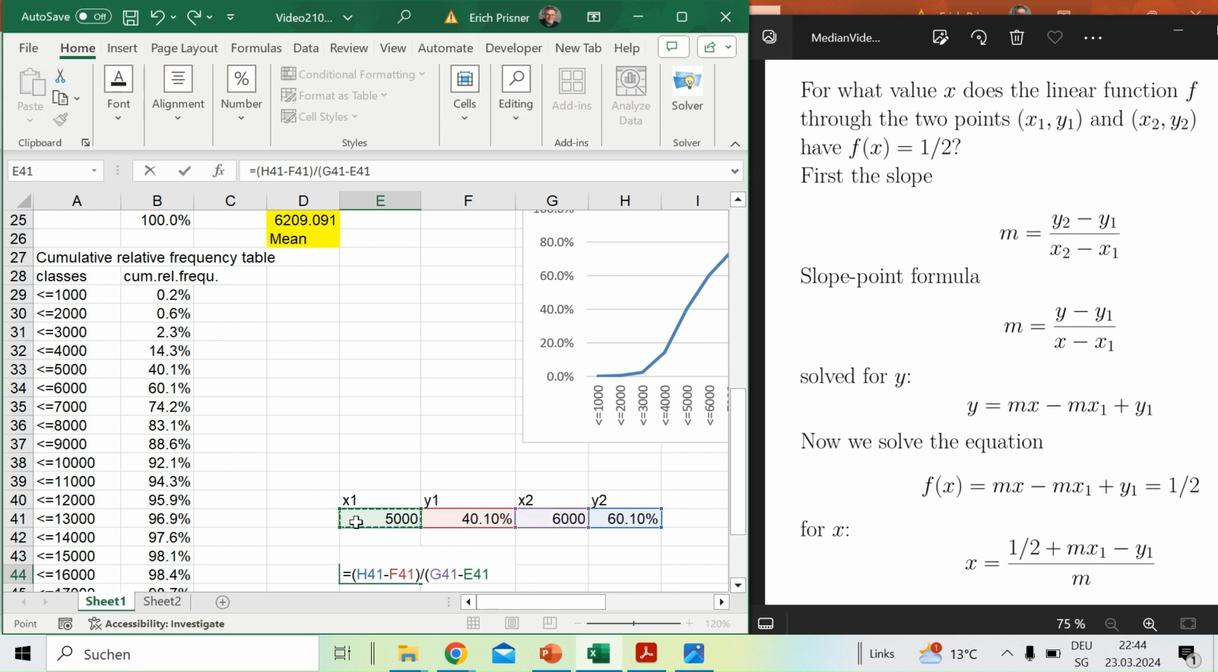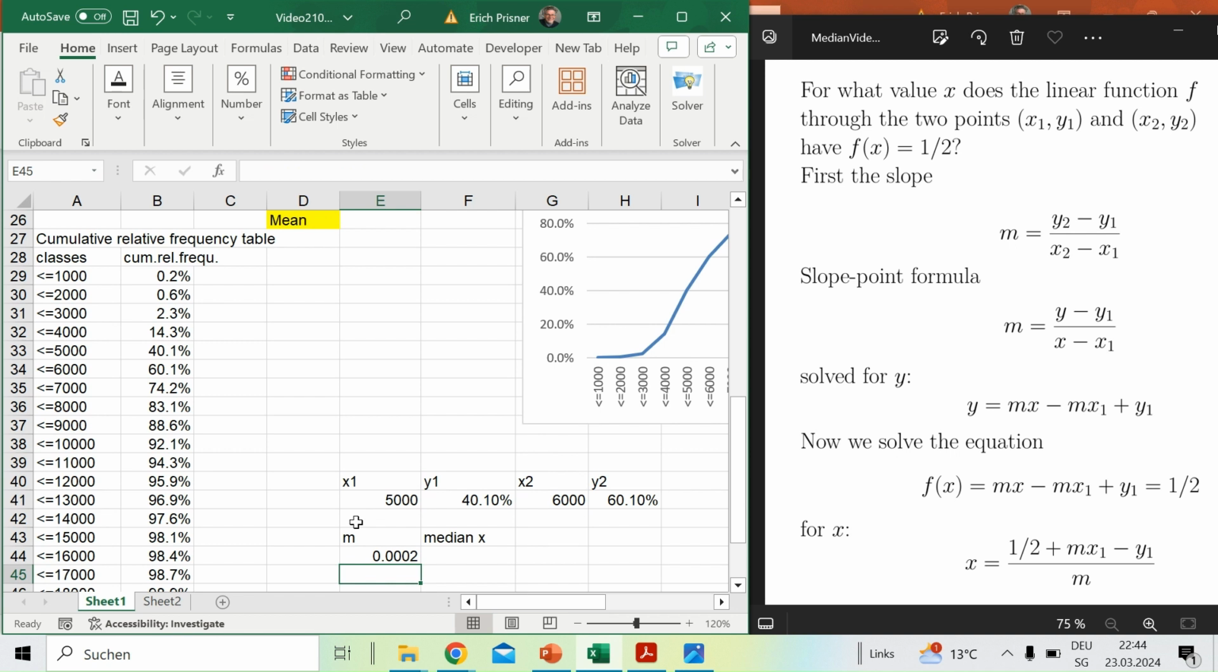And again, you see very nicely Excel highlights the cells in color. So it says H41 minus F41. But again, it's a blue cell minus a red cell divided by the purple cell minus the green cell. That's our slope formula. So what do we get?